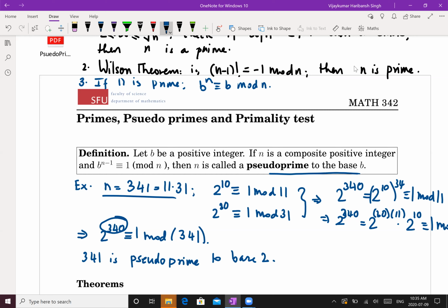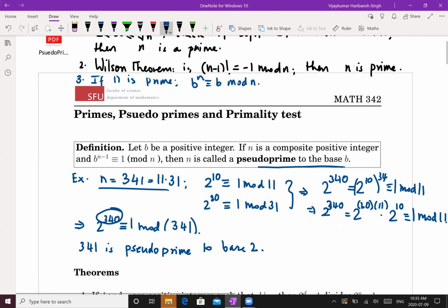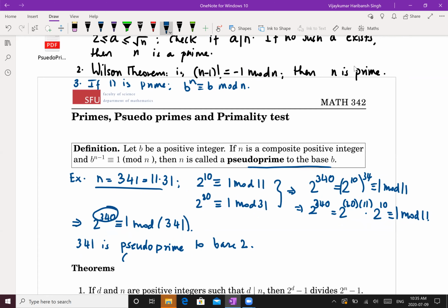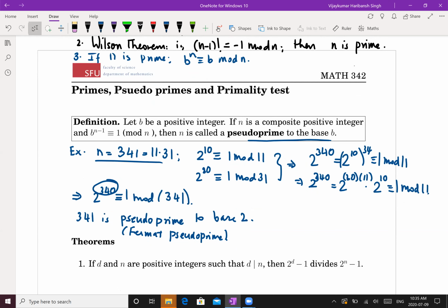Okay, so let's look at the definition again. Let b be a positive integer. If n is a composite positive integer such that b to the power n minus 1 is congruent to 1 mod n, then we call n a pseudo-prime to base b, or we can also call them Fermat pseudo-primes. Then one may ask, does it happen occasionally or does it happen often? So we'll prove that there are infinitely many pseudo-primes to a base, at least let's prove it for base 2.